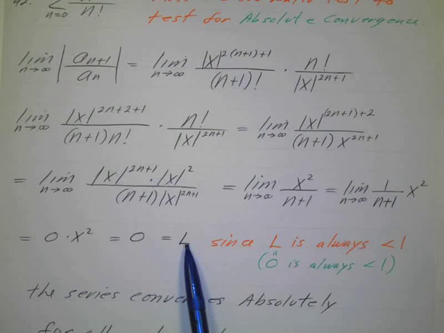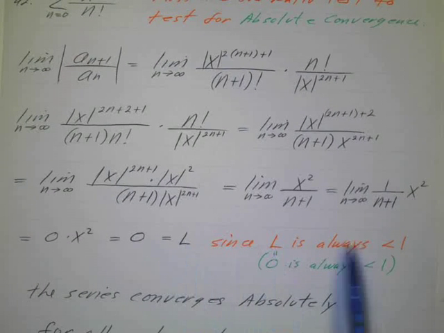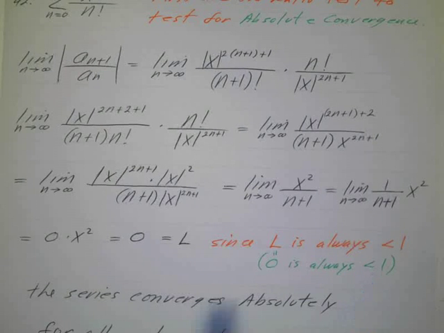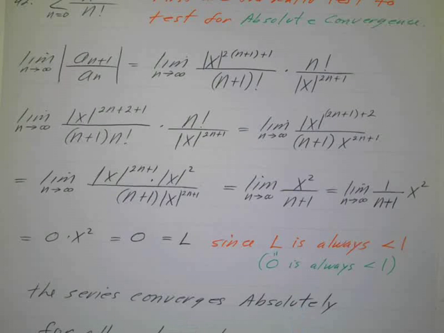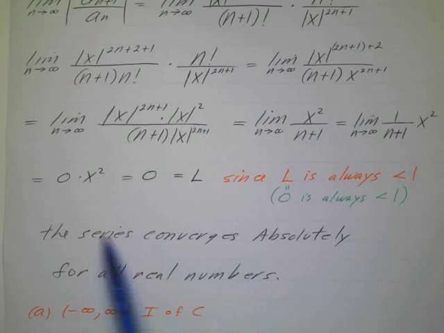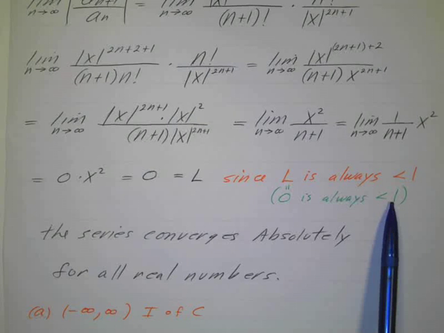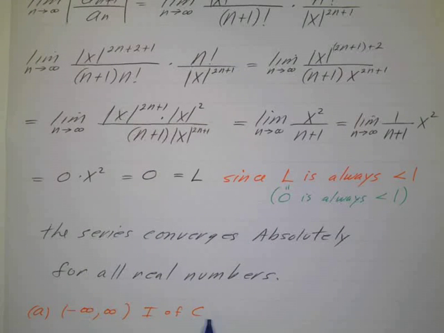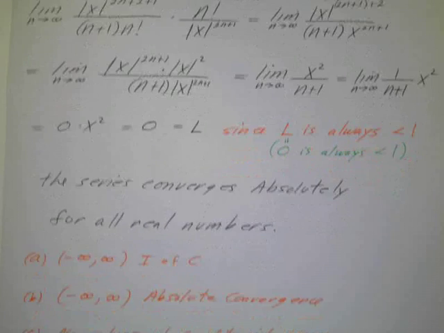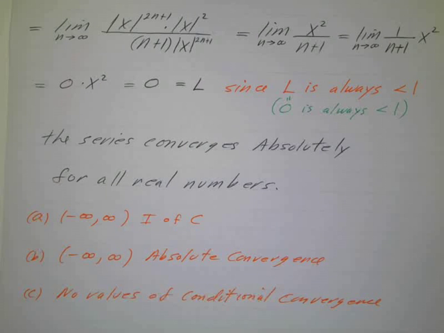Now remember, this converges when L is less than 1. L is always less than 1, because 0, which equals L, is always less than 1. So therefore, the series converges absolutely for all real numbers. So here's my interval of convergence, negative infinity to infinity. Here's my interval of absolute convergence, negative infinity to infinity. And there are no values of conditional convergence because they're all absolute convergence. Okay, hope this helps.